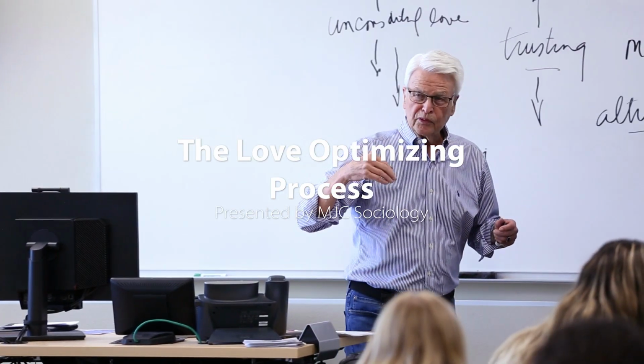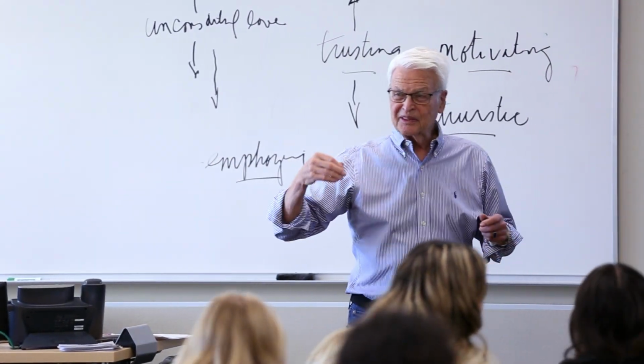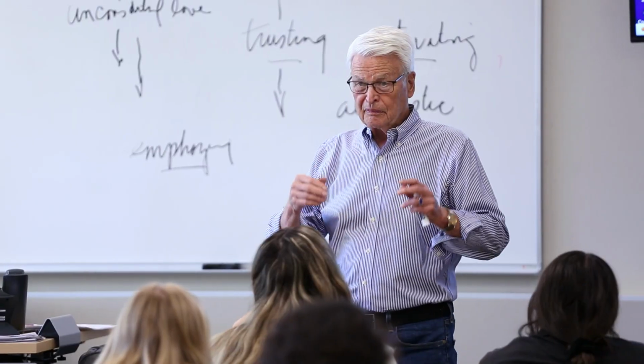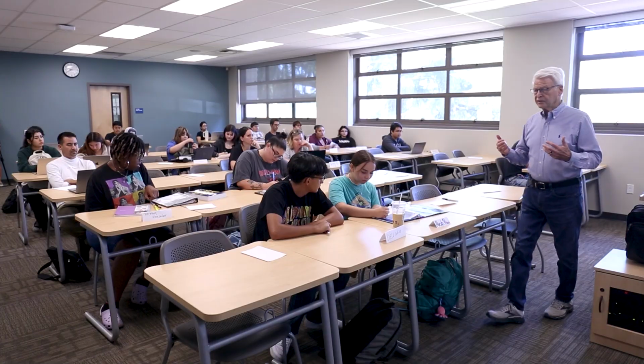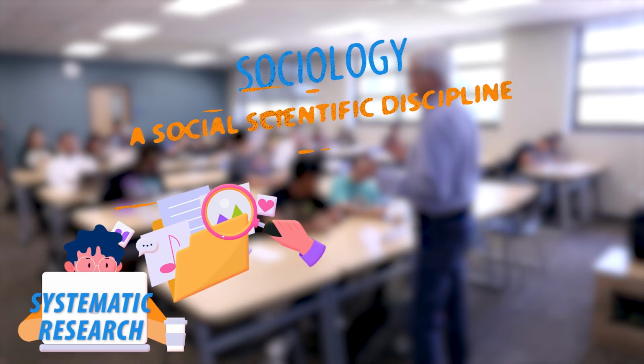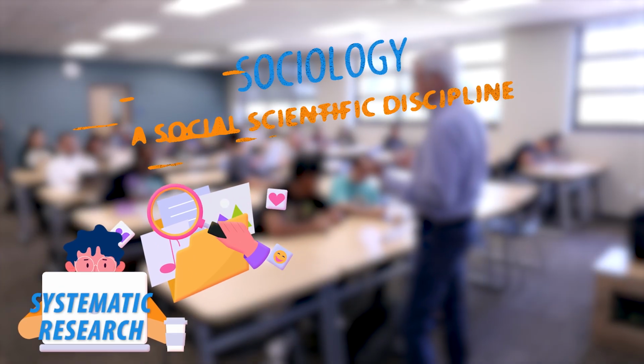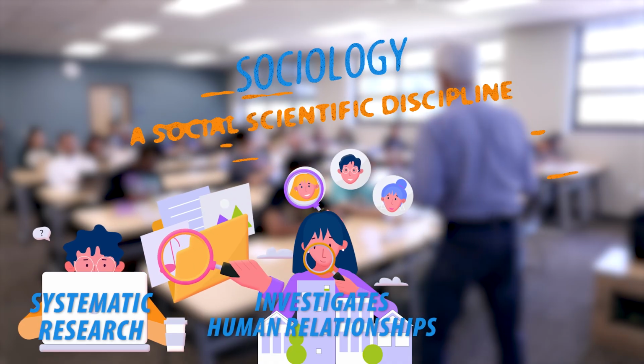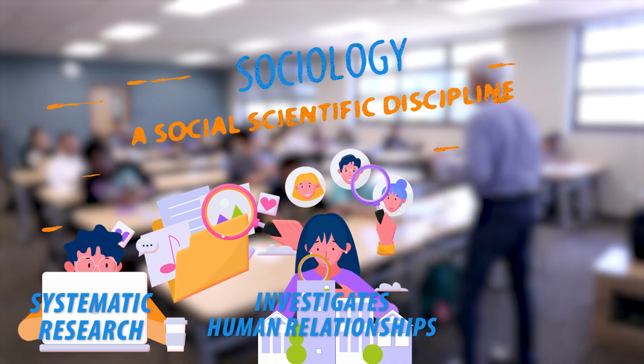I would like to tell you about a theory I've been working on with my sociology classes called the love optimizing process. One definition of sociology is the social scientific discipline that through a process of systematic research investigates how human beings in multiple social worlds define and design their relationships.